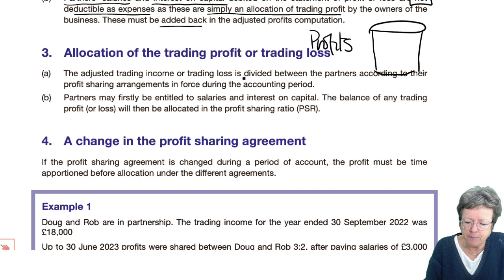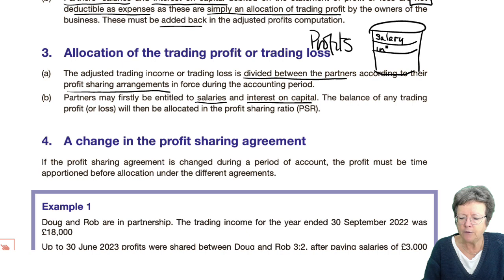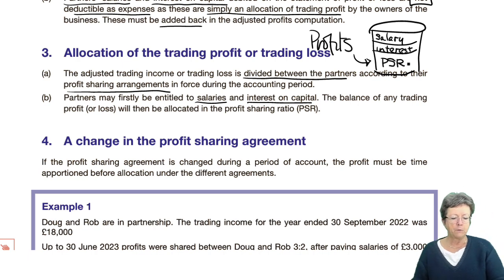It says it needs to then be divided between the partners according to the profit sharing ratio. Normally there are first salaries, so that comes out of the bucket. It's not as well as. Interest on capital comes out of the bucket, which then means you've got the balance of the profits, which are then shared in the profit sharing ratio. And in this example here, we're going to have a look at that.